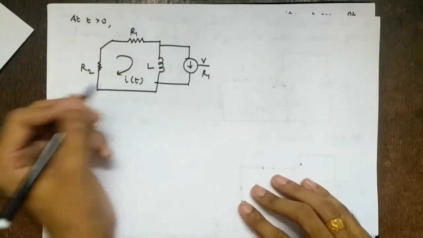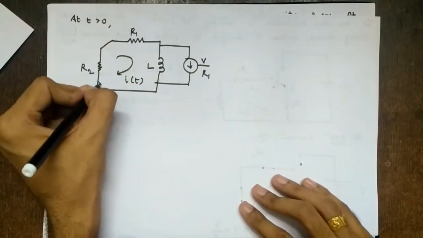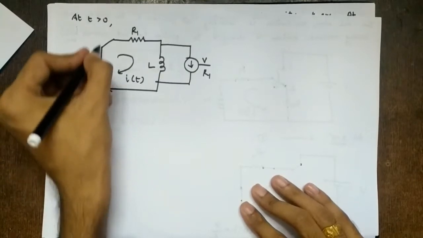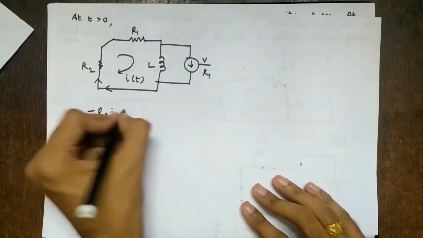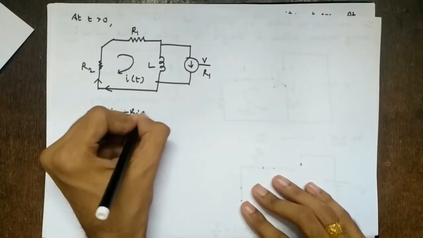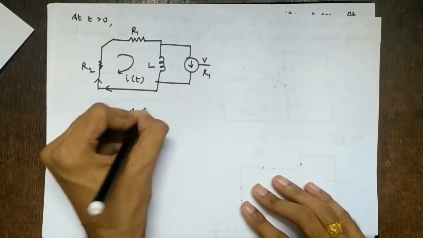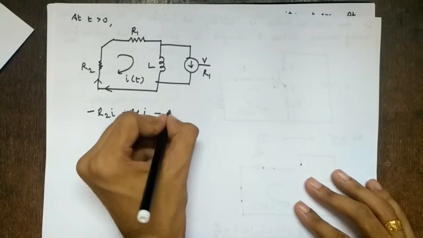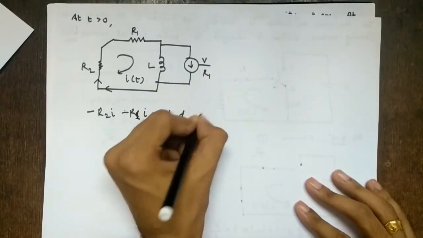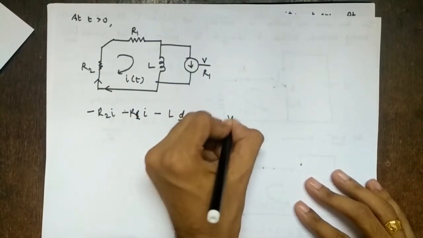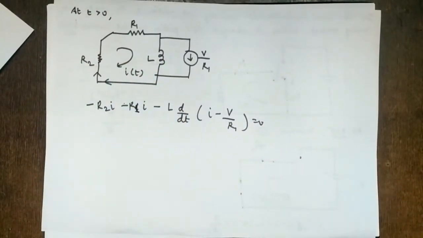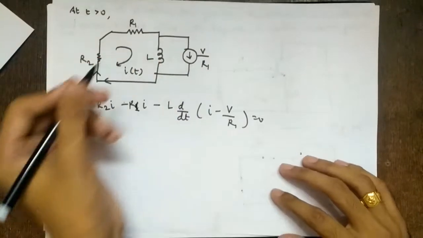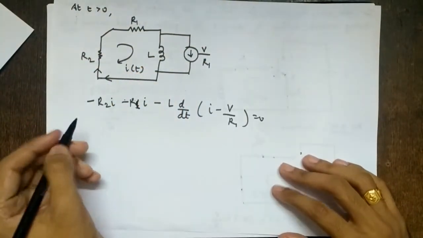So you apply KVL here, right? Let's say I start from here and go in the direction of the current, so it is minus R2 I minus R1 into I minus L times d by dt of I minus V by R1. I hope you have understood this. If you have not understood, see yesterday's lecture. I have shown this example there, where this value was 2 amperes.